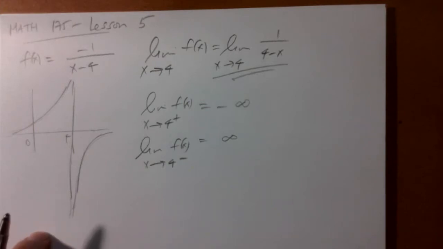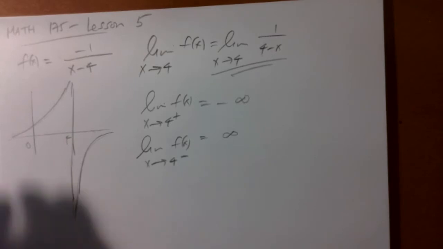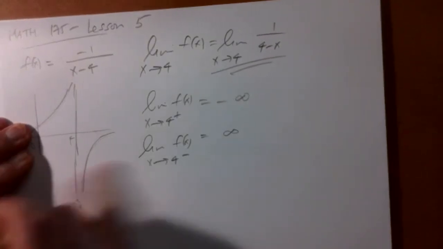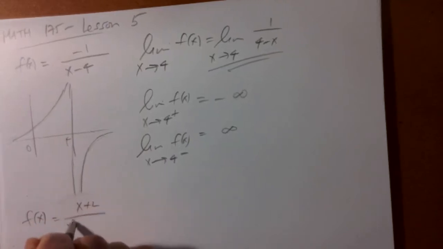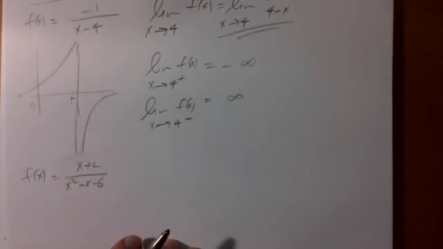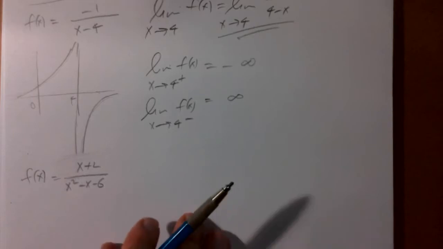Okay. This is also a rational function. F of x equals x plus 2 divided by x squared minus x minus 6. Okay, so did I write it down correctly? Yes, sir, that's correct. It says find the values, if any, at which f is not continuous and which of the discontinuities are removable.